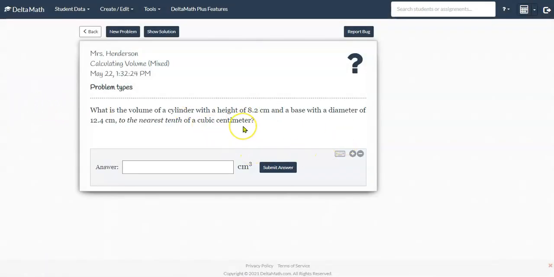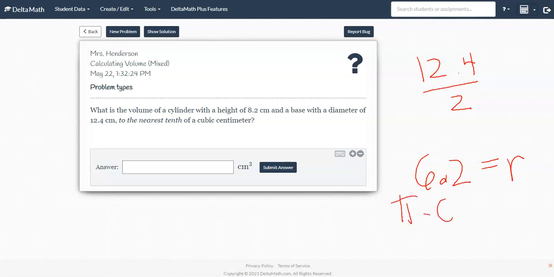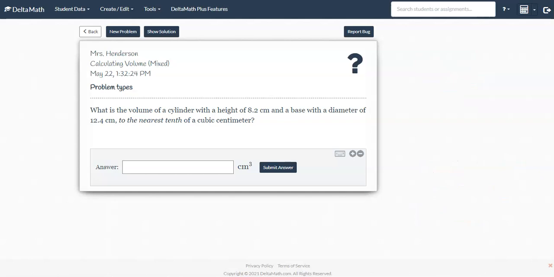So you have to pick the formula and use it appropriately. So cylinder is pi r squared h, and it gives you a height and a diameter. Remember, diameter needs to be divided in half. So 12.4 divided in half is 6.2. So that will be the number you use for r, 6.2. So you can do pi times 6.2 squared times the height, which is 8.2. That's what you're going to type in your calculator for this question.